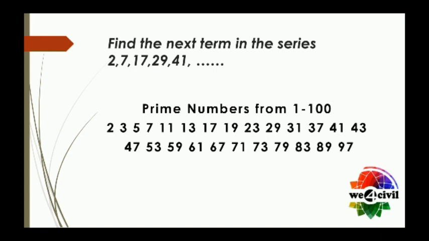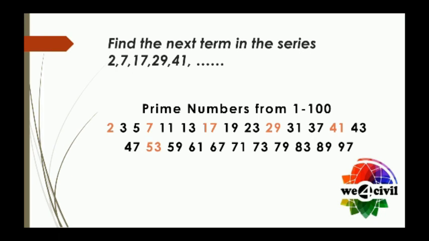Now let's find out the pattern followed by these numbers. I have colored these numbers in the series so that you can identify them easily. After 2, they have skipped 2 numbers, 3 and 5, to get 7, the second number of the series. Again they skip 2 numbers, 11 and 13, to get the next term. Again they skip 2 numbers to get 29, and again 2 numbers to get 41. So finally, we have to skip 2 numbers after 41 to get our answer as 53.